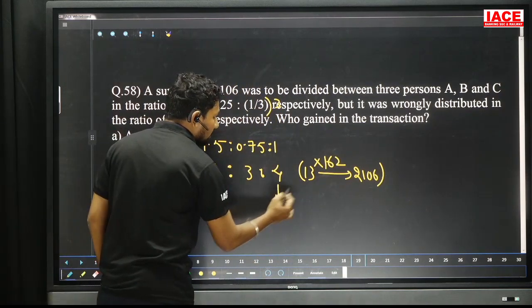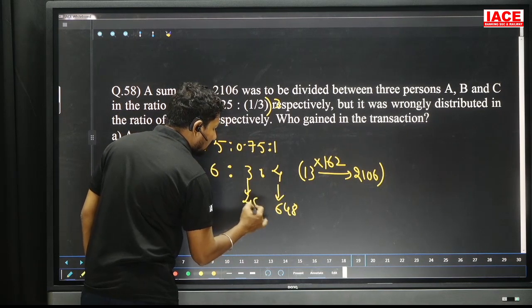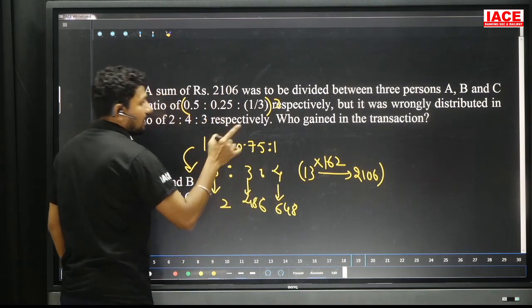We have to distribute here. 16 4s are 64 and 8. And 16 3s are 48 and 6. And 6 can be multiplied to 162. 6 2s are 12. And carry forward is 1.